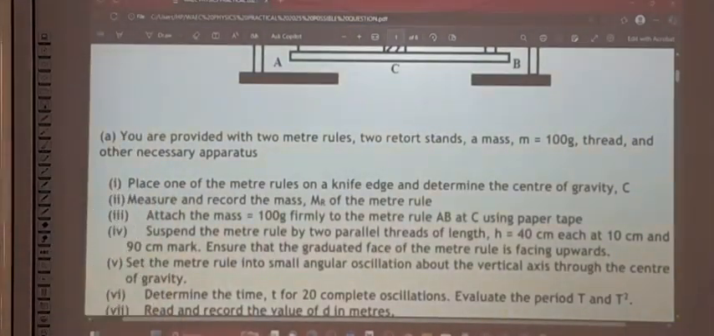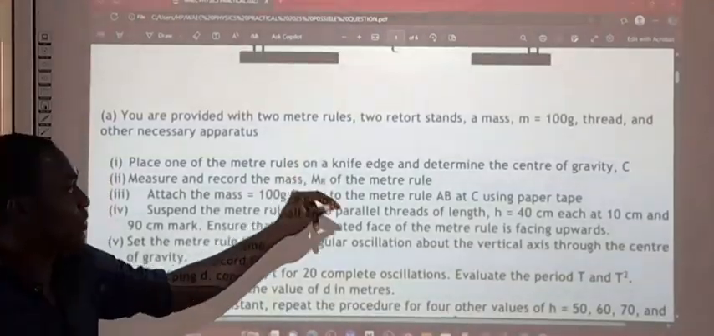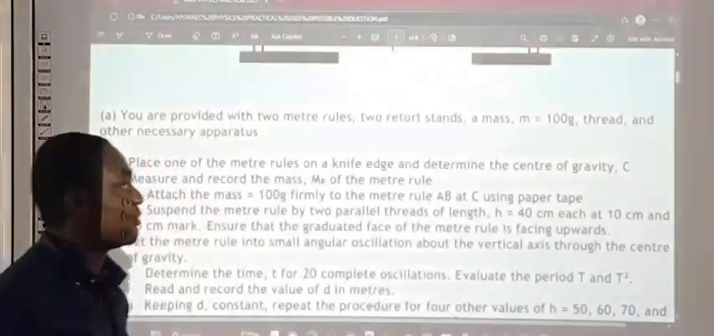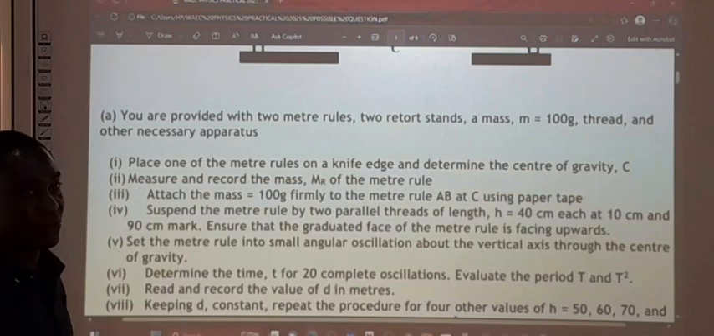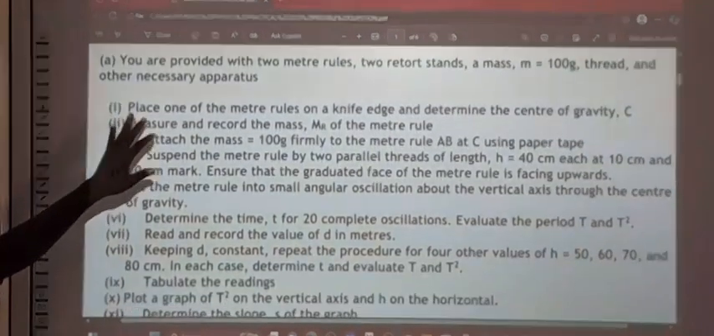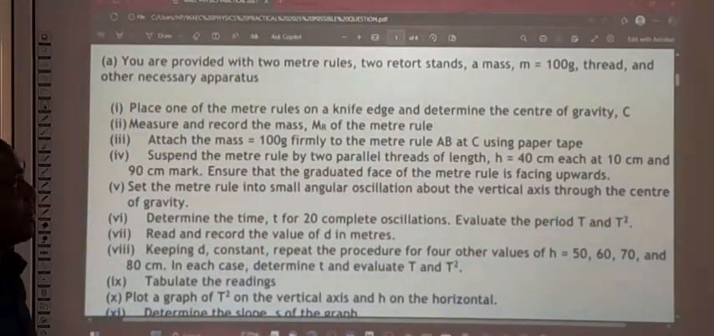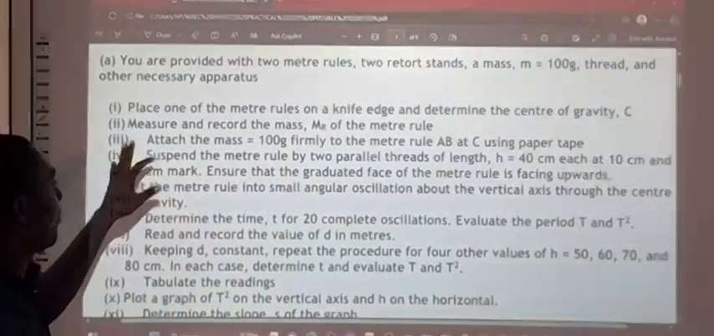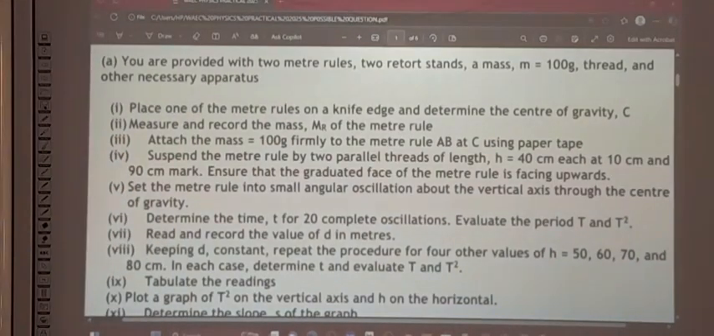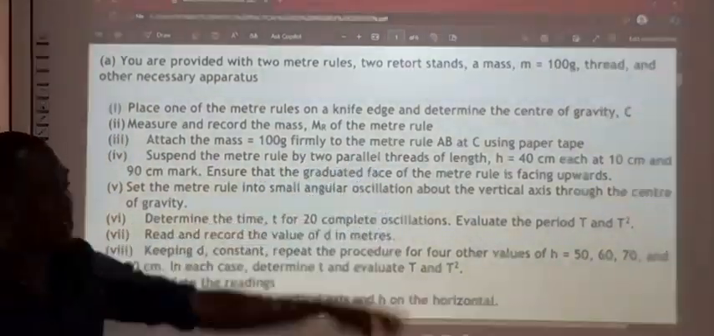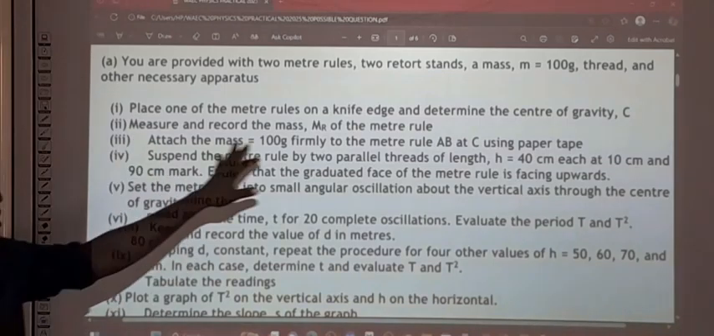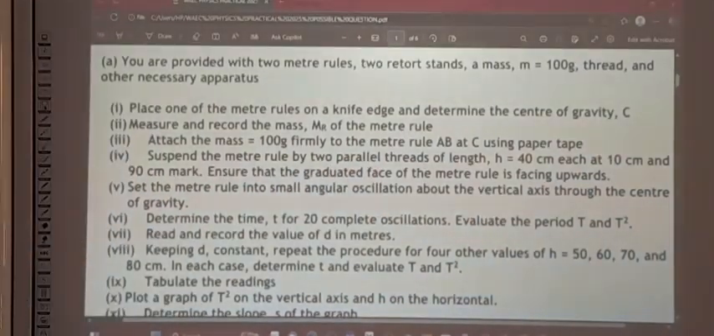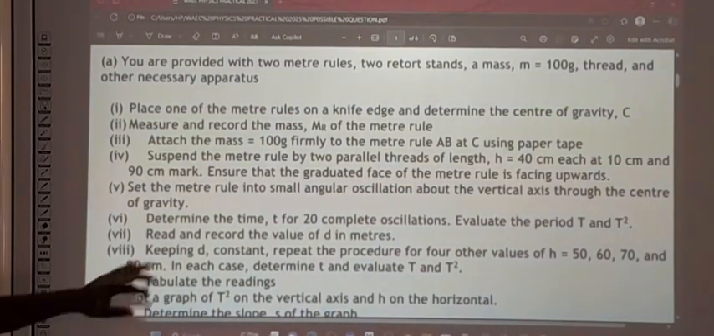You are provided with 2 meter rules, 2 retort stands, a mass M equal to 100 grams, thread, and other necessary apparatus. Place one of the meter rules on the knife edge and determine the center of gravity, C, of the meter rule. Measure and record the mass, MR, of the meter rule. You can measure that using an electronic balance. I don't have that now, but I already know the mass of my meter rule.